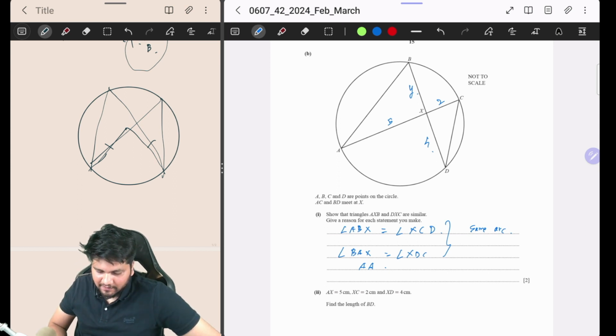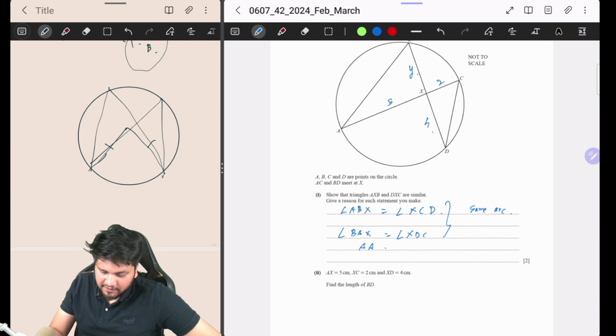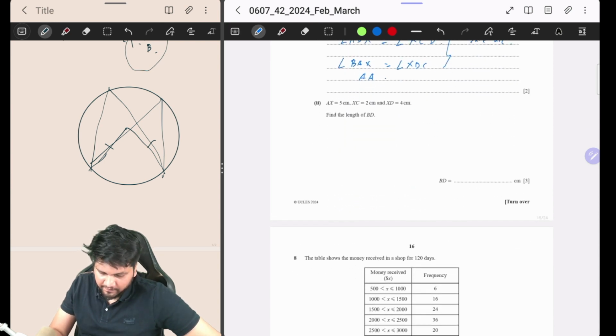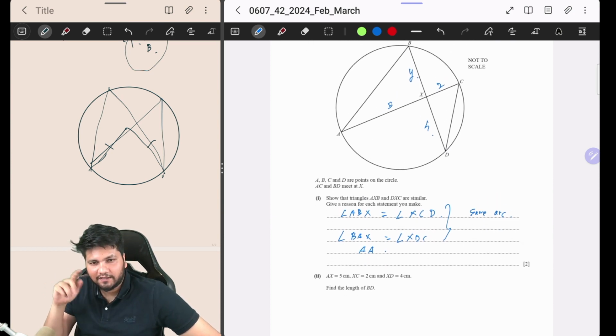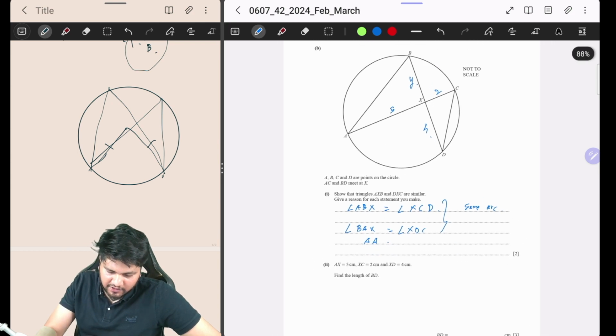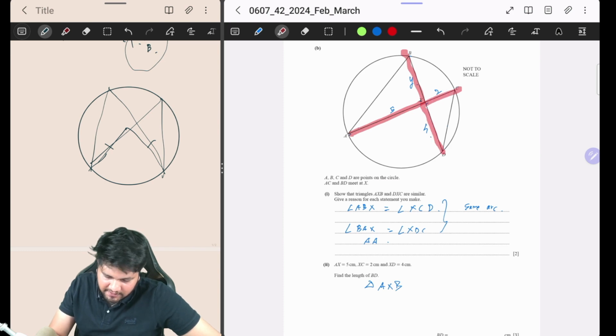Now see, it's generally what people will do: 5 by 2 is equal to 4 by Y, something like that directly. No. Whenever it comes to a similarity question, please remember that you should always write the two triangles in a corresponding way. Here, angle XBA is equal to XCD, and they have also given AXB, so triangle AXB is similar to triangle DXC.